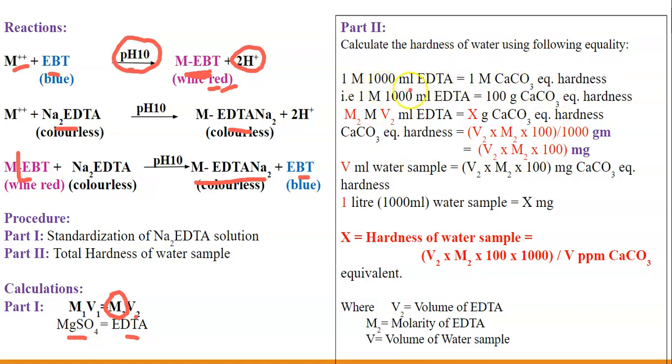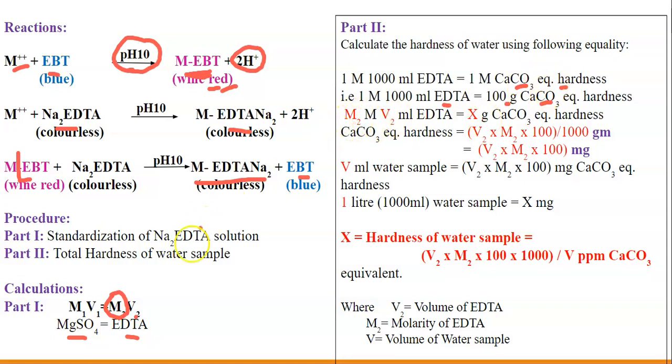That is, 1 molar 1000 ml EDTA is equal to 1 molar calcium carbonate equivalent of hardness. So we are comparing it to calcium carbonate because we know that hardness is measured in terms of calcium carbonate equivalent. Then we have taken 1 molar 1000 ml EDTA would be equal to 100 gram of calcium carbonate equivalent, because we know 1 mole is equal to the molecular weight in grams of a compound. So 100 is the molecular weight of calcium carbonate. We have calculated it in the previous session, so you can refer to my previous video.